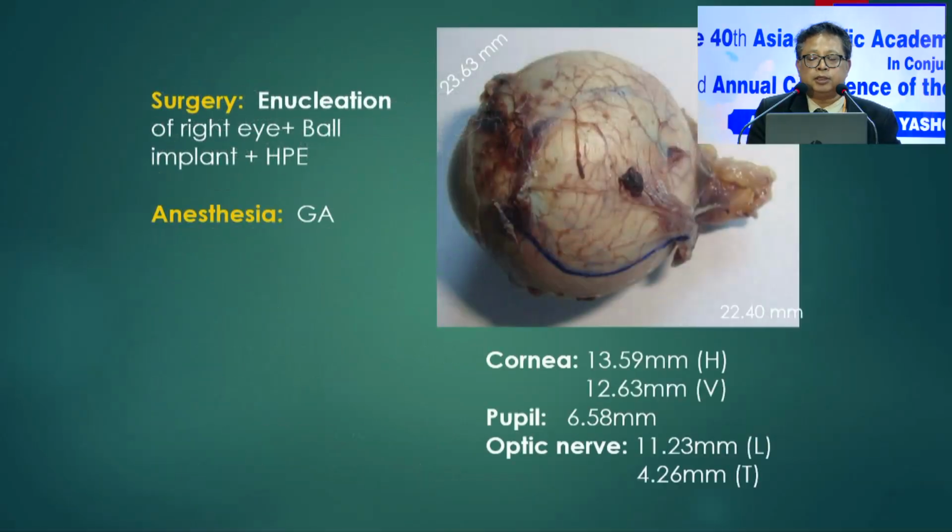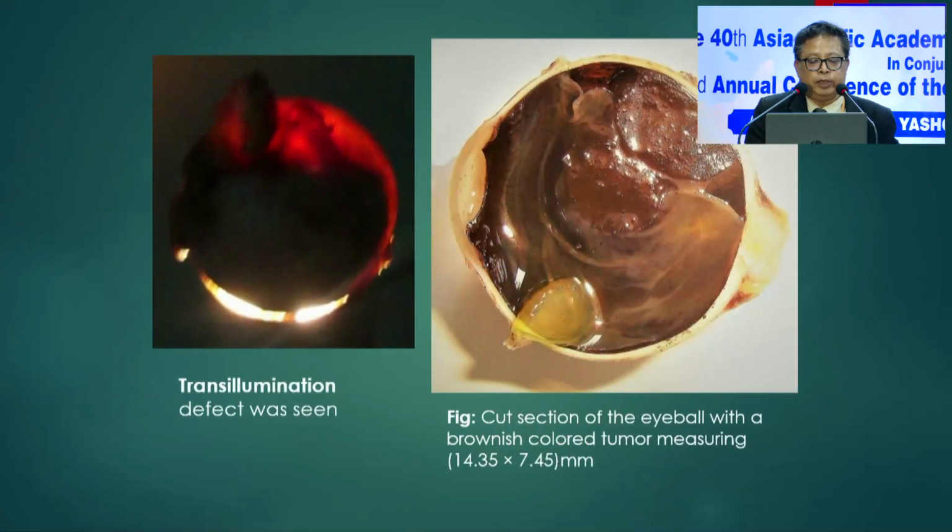Since there was a painful blind eye and secondary glaucoma, it was enucleated and different measurements were done. Transillumination defect shows an internal tumor, and the cut section showed a brownish pigmented mass with exudative retinal detachment. This is the exudative retinal detachment, and this is a collar stud mass that we have seen.